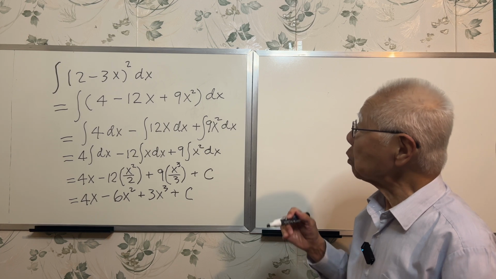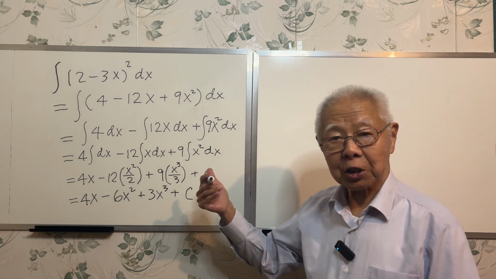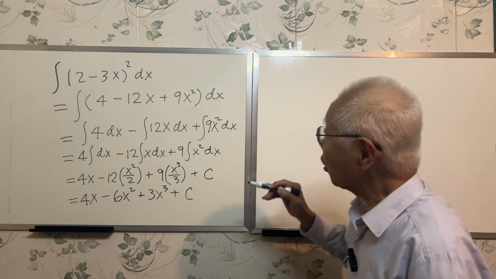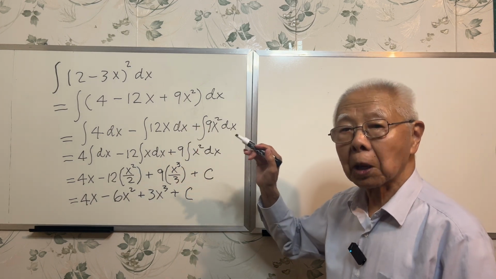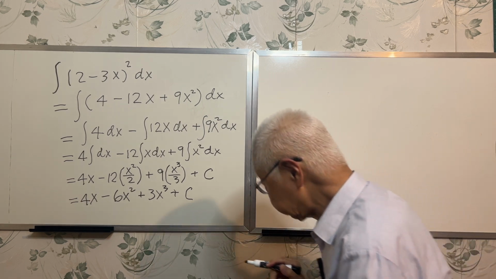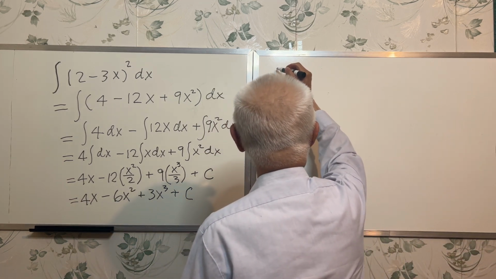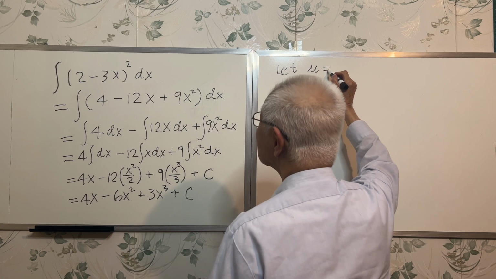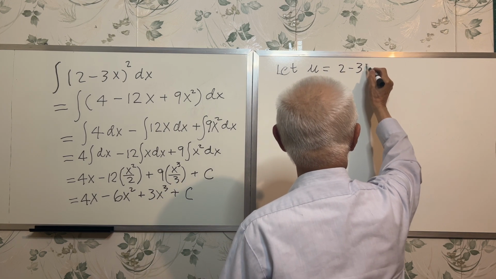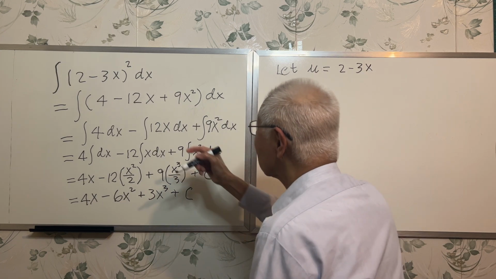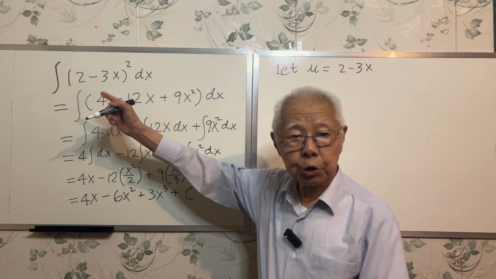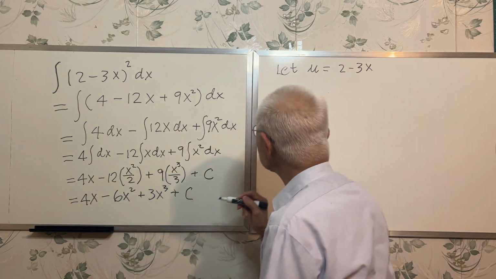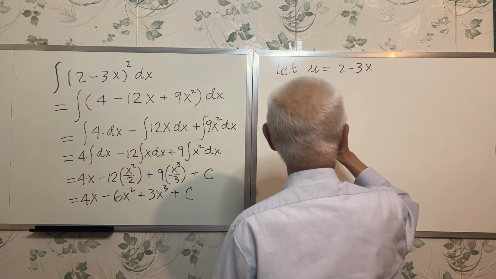Then I give you another way of integrating this. This is called the substitution method. So let's repeat this question using substitution. Let's use a letter U to represent the inside of the bracket. So let U equal 2 minus 3x.